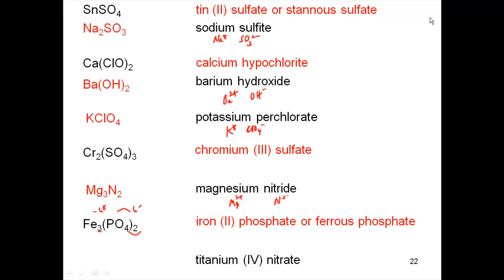Titanium 4 nitrate. Remember that 4 is telling me the charge on that titanium. Which means I have titanium, which is a 4 plus. And then nitrate, something we memorize, is NO3 minus. Put that together. Ti(NO3)4. Titanium 4 nitrate.